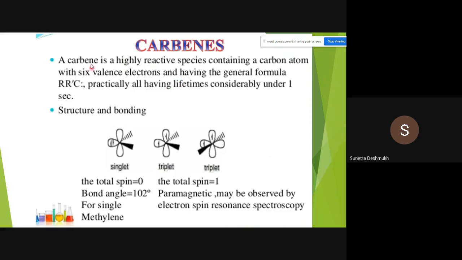Again, a carbene is a highly reactive species containing a carbon atom with six valence electrons, having the general formula R2C with a double dot. Practically all have a lifetime considerably under a second. Structure and bonding: singlet, triplet, and another form of triplet, showing the orientation of these bonds. Total spin is 0 for singlet and total spin is 1 for triplet. The bond angle for singlet carbene is about 102 degrees. The triplet is paramagnetic and may be observed by electron spin resonance spectroscopy.